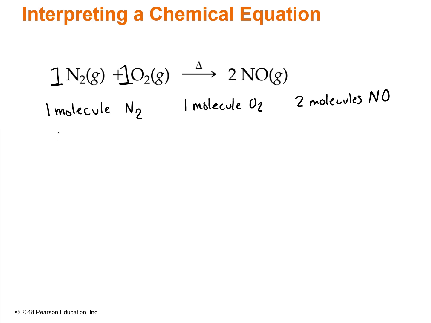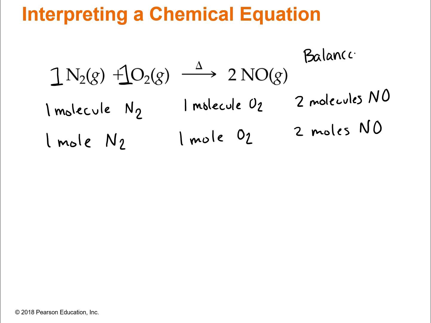We can say that about molecules. We can also say that about moles. If I had 1 mole of nitrogen gas and 1 mole of oxygen gas, I would make 2 moles of nitrogen monoxide. So these coefficients that we see when we're balancing equations, those can be used to talk about the number of moles of reactants and products. But this is only for a balanced equation. Everybody with me so far?